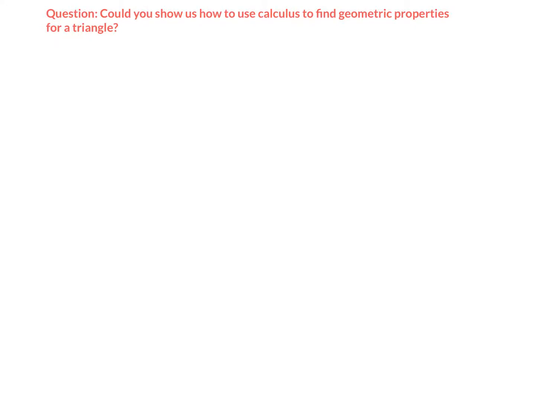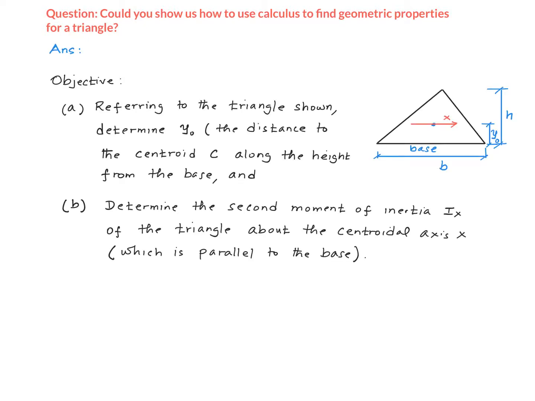The question is, could you show us how to use calculus to find geometric properties for a triangle? Let's first define exactly what it is that we want to do here. We have a triangle like shown in this picture. We will take this as the base of the triangle and the distance perpendicular to that as the height, h.